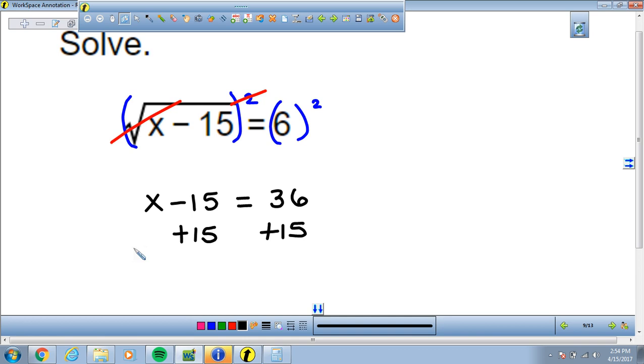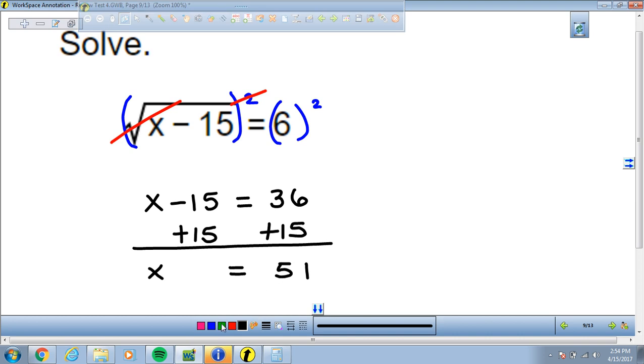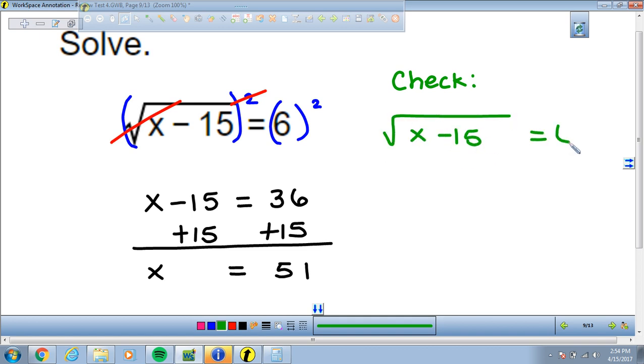So plus 15. So x is going to be equal to 51. And then remember, in this kind of equations, you always need to check your answer. Always, always. So square root of x minus 15 equals x. You check, obviously, with the original equation, right?